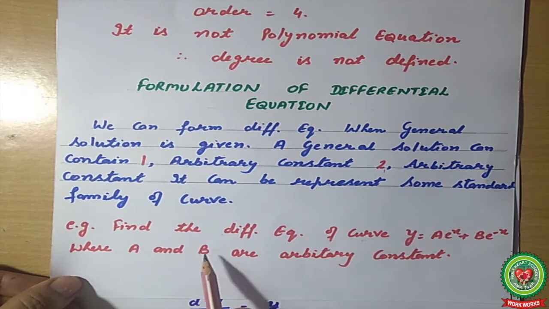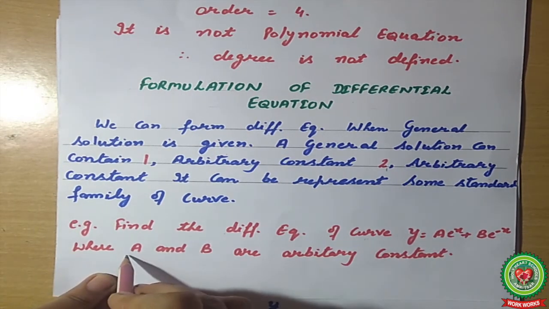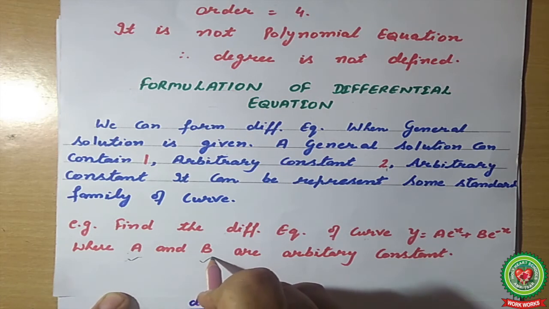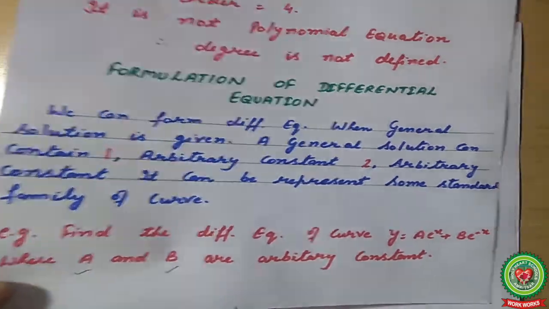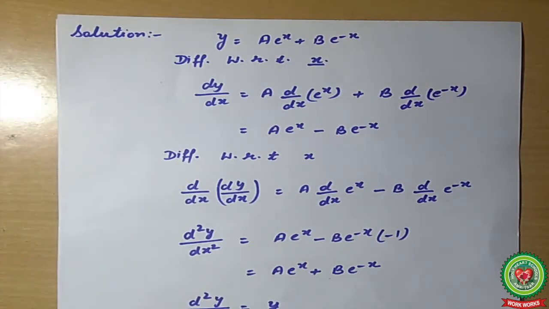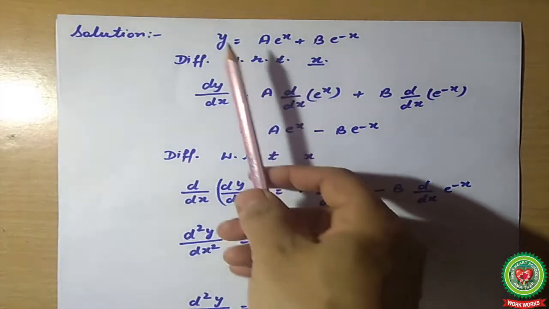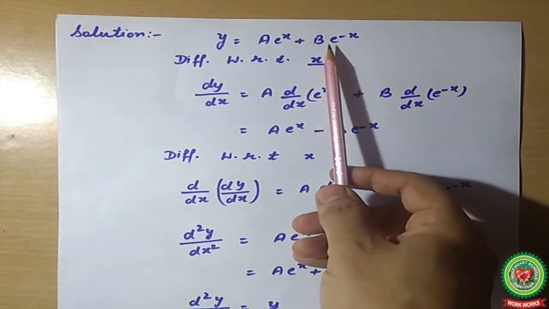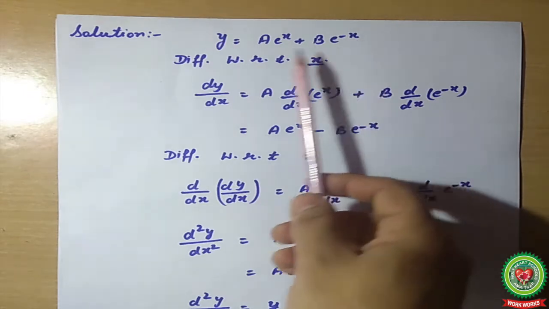Where a and b, how many arbitrary constants are there? Two. That means how many times will we differentiate? We will differentiate the equation two times. First of all, we will write down the equation: y is equal to a e raised to power x plus b e raised to power minus x.